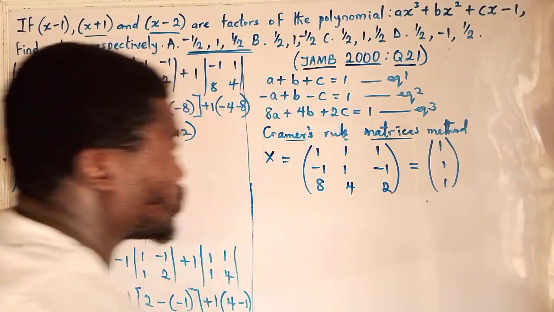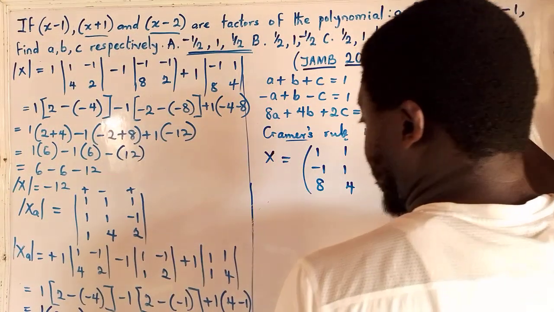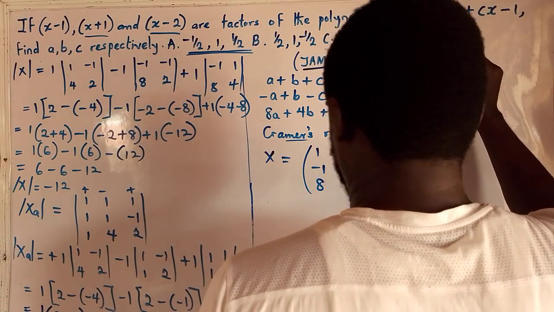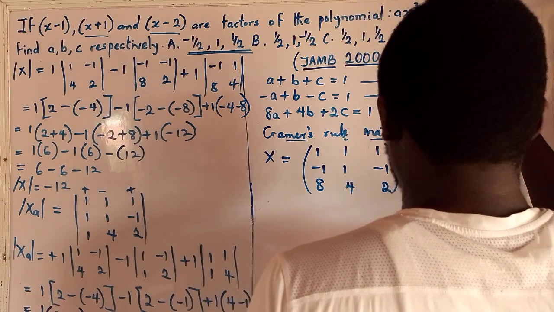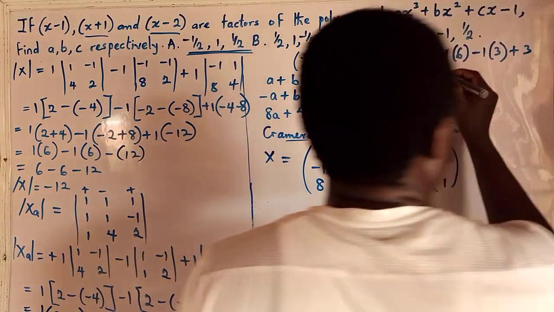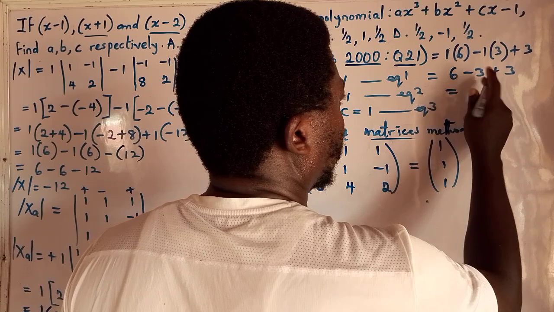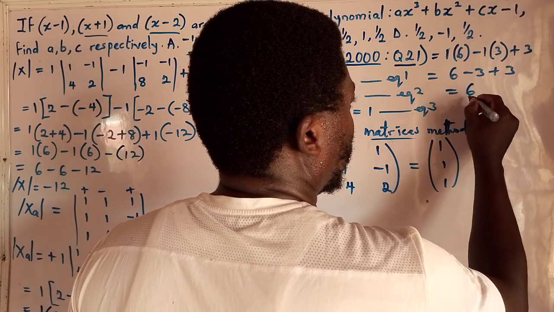So what do we now have to be our answer? We have this one to be 1 open bracket, 2 plus 4, close bracket, minus 1 open bracket, 2 plus 1, close bracket, plus 1 open bracket 3. So this one gives us what? 1, let me just manage this side, which is 1 open bracket, 6, minus 1 open bracket, 3 plus 3. So this gives us 6 minus 3 plus 3, which will give us 6.